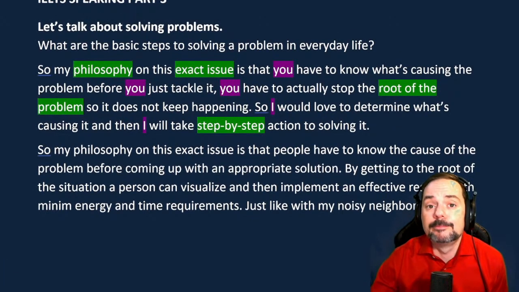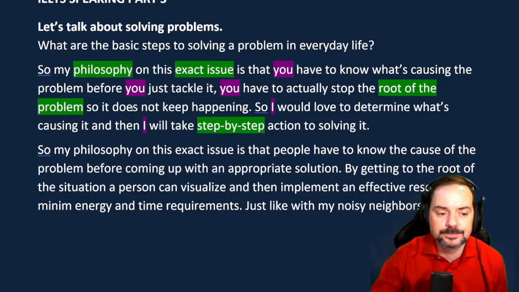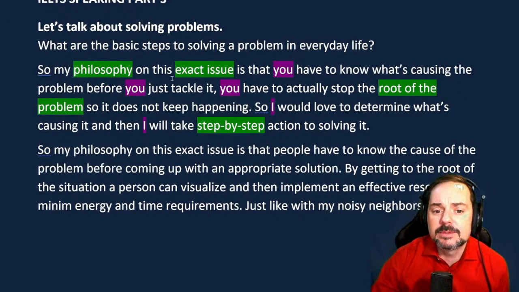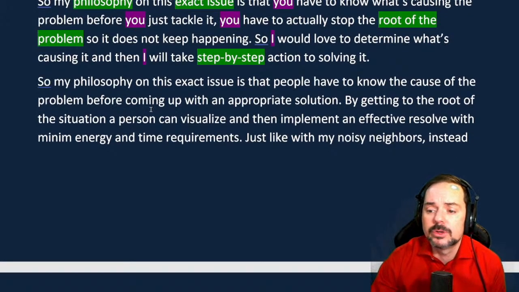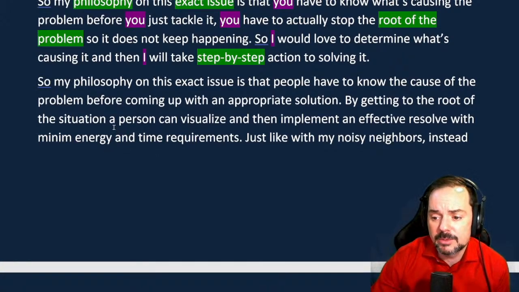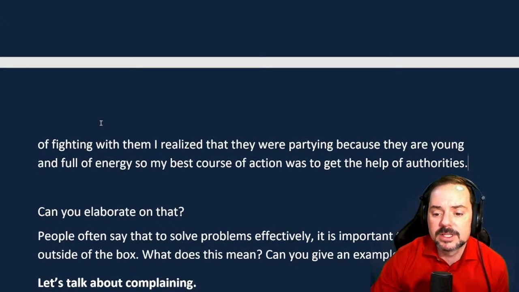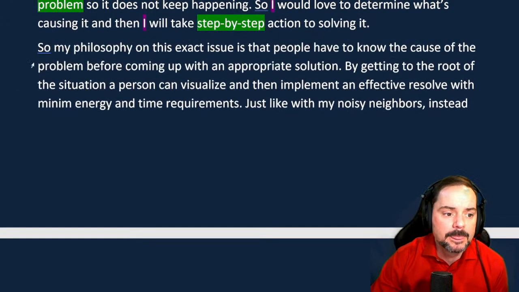Okay, so here's a more precise response to this question. I'm going to read the question, the response, and then just repeat after me. All right. So what are the basic steps to solving a problem in everyday life? So my philosophy on this exact issue is that people have to know the cause of the problem before coming up with an appropriate solution. By getting to the root of the situation, a person can visualize and then implement an effective resolve with minimum energy and time requirements. Just like with my noisy neighbors, instead of fighting with them, I realized that they were partying because they're young and full of energy. So the best action was to get the help of authorities.